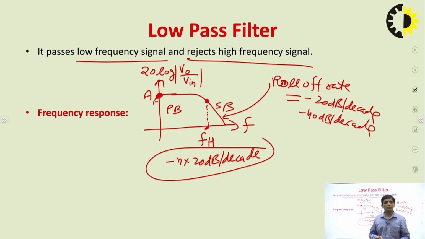Because to design a higher order filter, you simply cascade the first order and second order filters. For example, if we need a third order low pass filter, for that we cascade a first order low pass and a second order low pass simply. Fine.